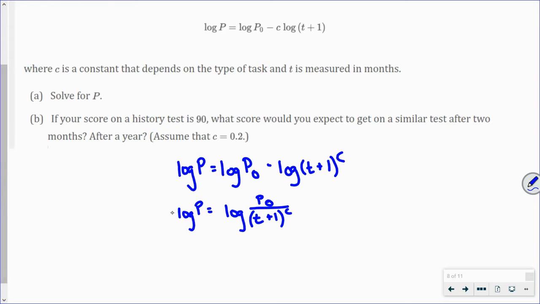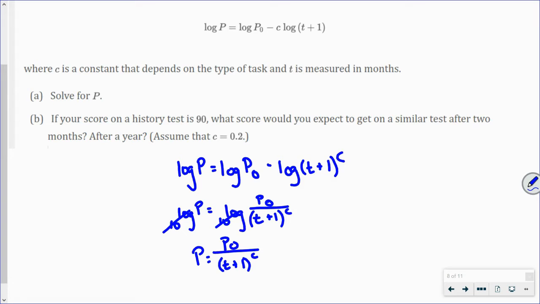Now we have logarithms on both sides. When you have the exact same logarithm on both sides, they do cancel. If you were to rewrite it in exponential form, you would see that they cancel. This logarithm has a base of 10, so if I take each side to the base of 10, that would cancel them as well. So we have P equals P naught over T plus 1 to the C. Okay, so that's part A.